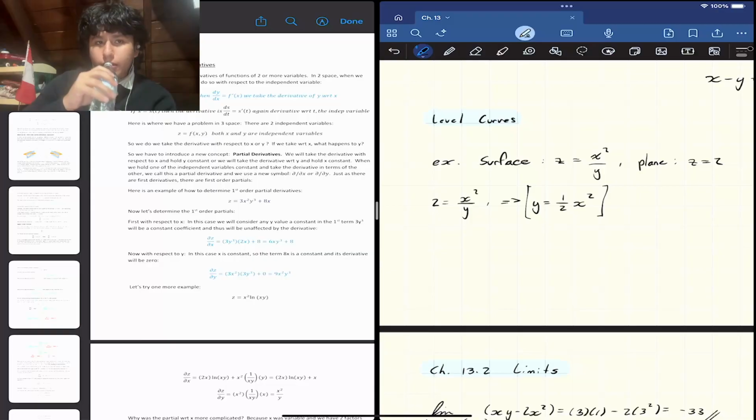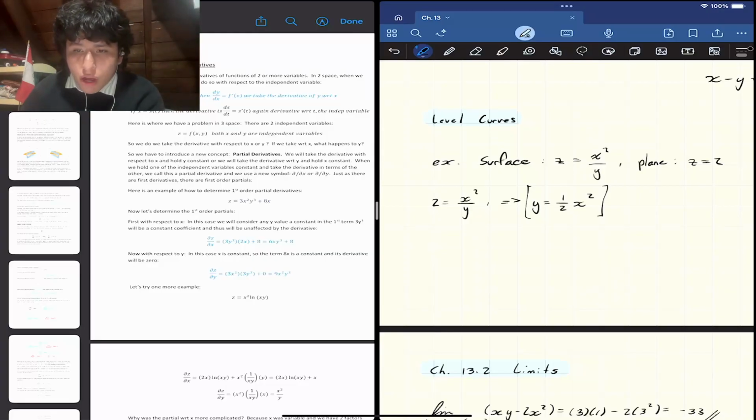When we plug that in, we get that graph there, y equals 1/2 x squared, which can be used to create a two-dimensional representation of a three-dimensional graph. So that's interesting.